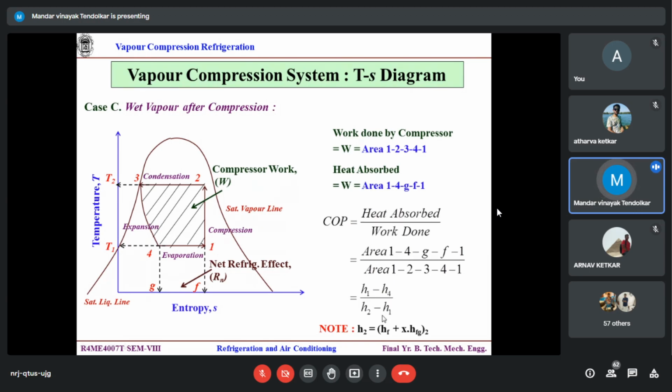So again, the formula is the same: H1 minus H4, H2 minus H1. But here H2 itself is in the liquid part, liquid in the sense of two phase. So this is less than what I can say H2 saturated. H2 saturated is somewhat more over here. This state even has a dryness fraction, so it is even lower. So this method also doesn't ensure that COP would be better. Do you agree?